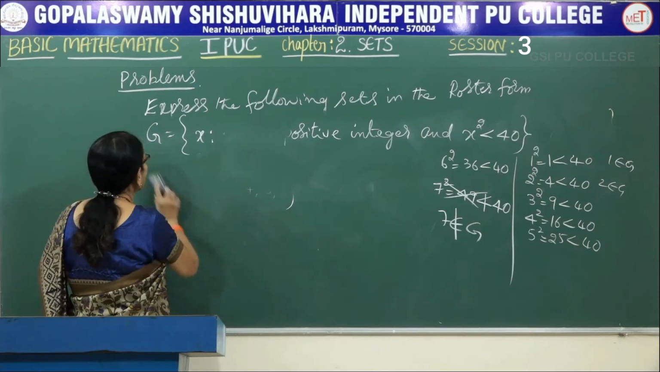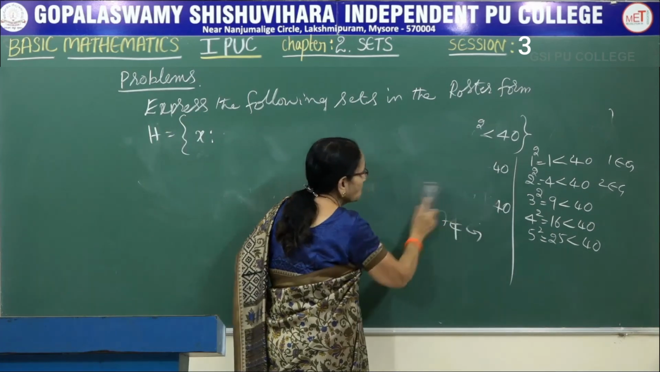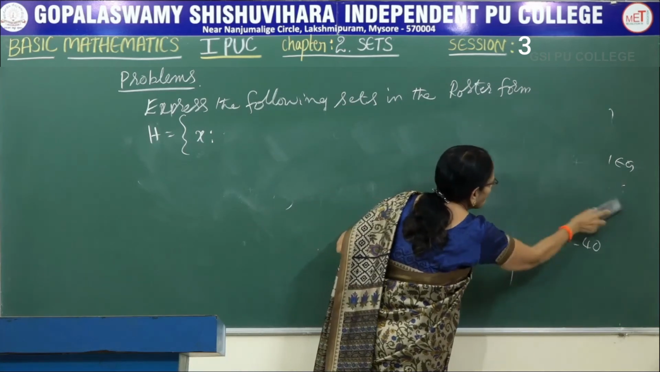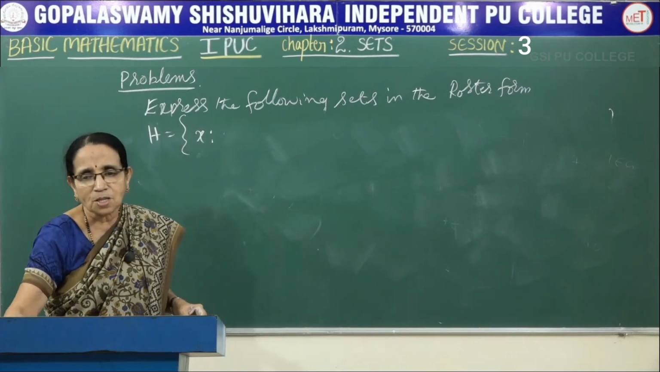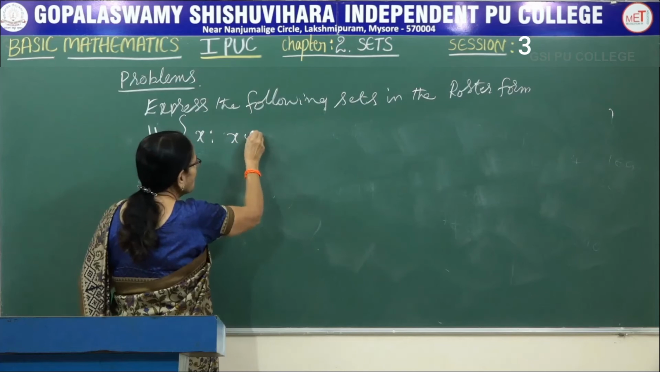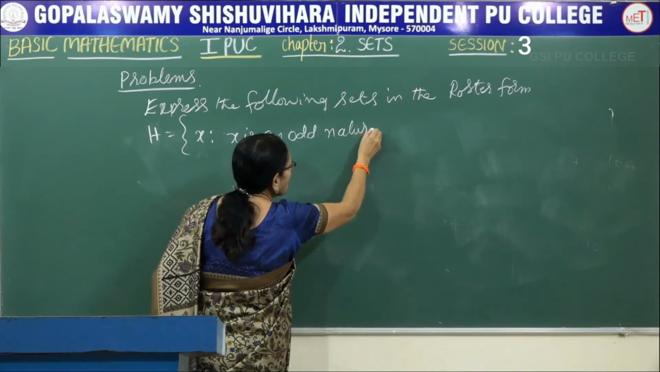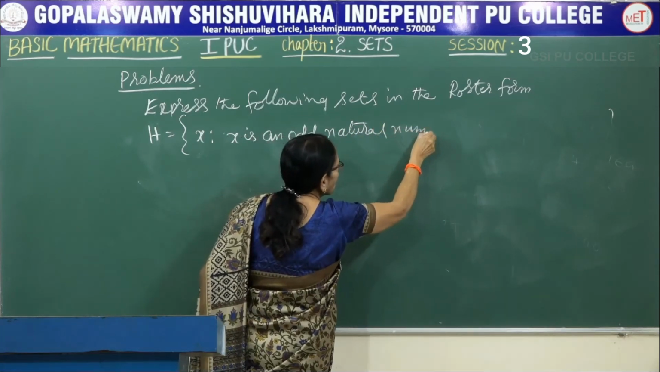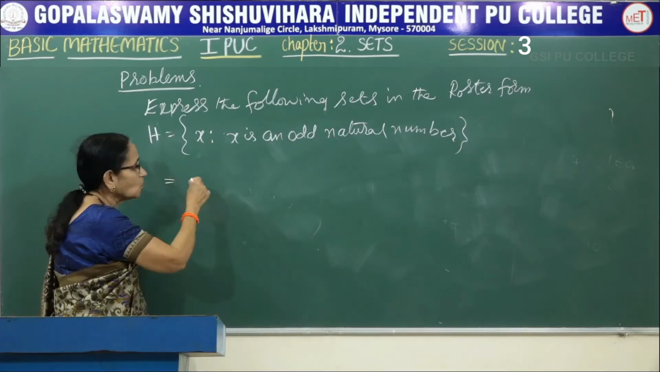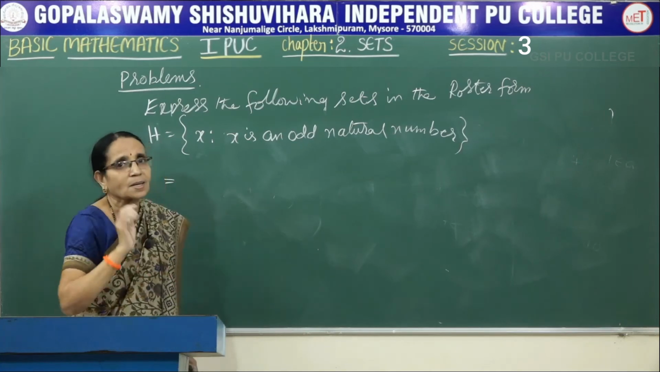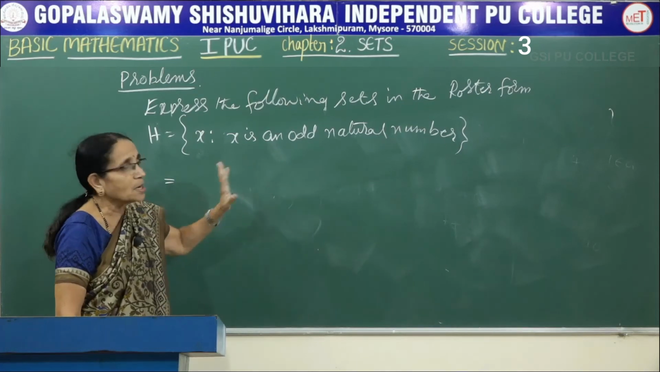Now let me consider another set, say set H. Let me see what condition is given in this particular problem. H contains all x such that x is an odd natural number. Odd natural number. You observe, it is a direct problem here. No question of thinking or doing any calculation here. It contains all x such that x is an odd natural number.